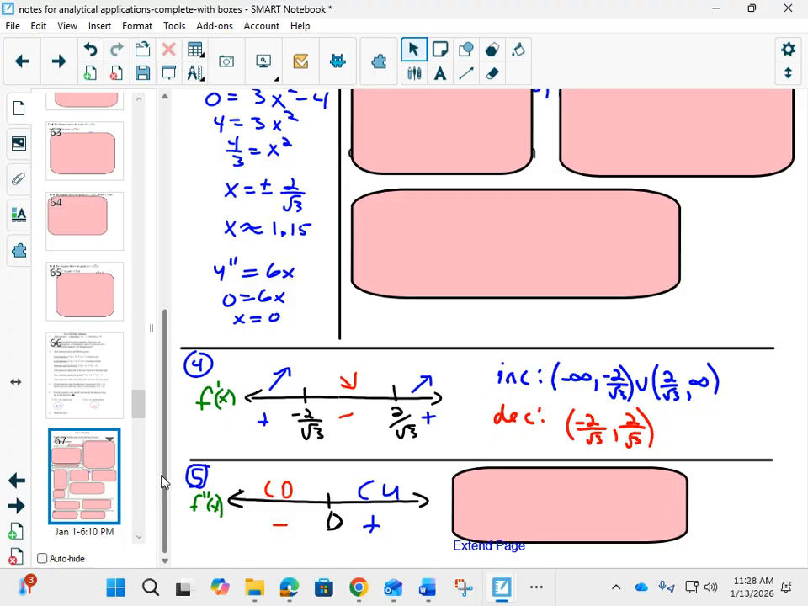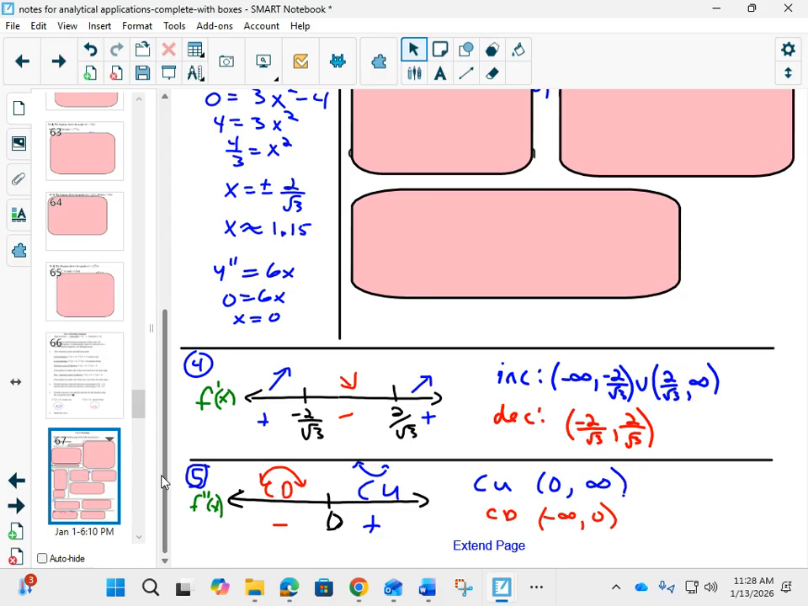Draw the same thing, number line, for our second derivative. Concave down, concave up. Draw your sad face and your happy face. And again, you could write the intervals where it was concave down and where it was concave up.